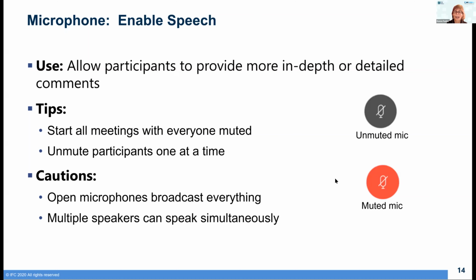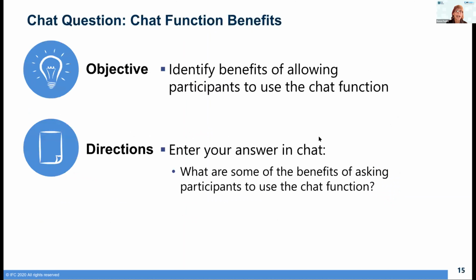While questions are an excellent way to keep people focused on the session, it's best to use those participant microphones sparingly if it's bigger than 6 people in your group. An easier way to control the flow of conversation is by using the chat function. And clearly you've already used that quite a bit in this program. So let me draw on your experiences and ask you to write into the chat, what are some of the benefits of asking participants to use the chat function?